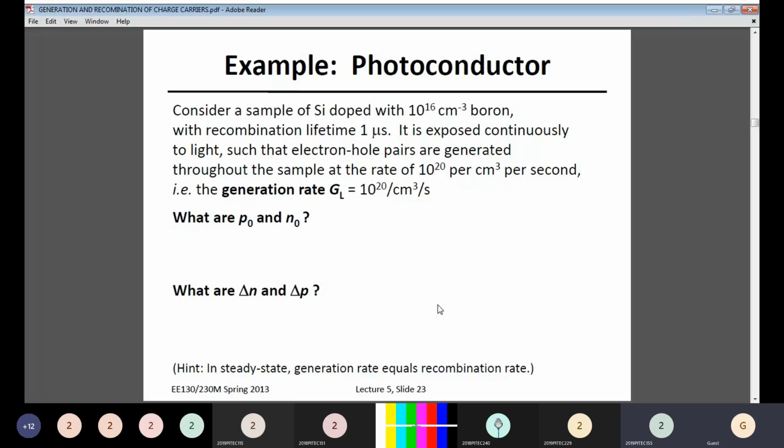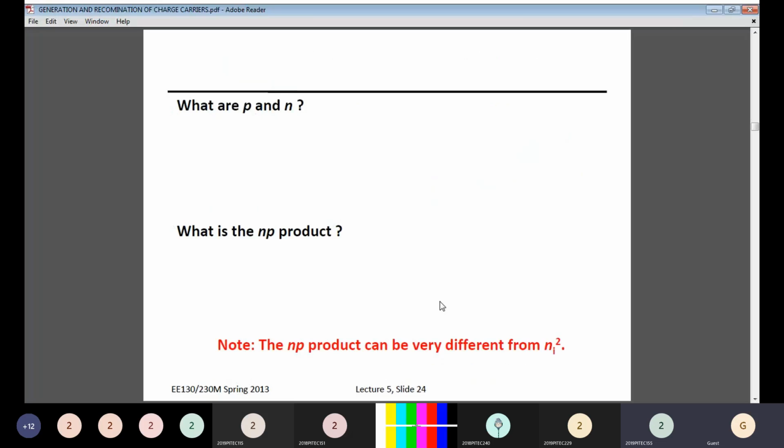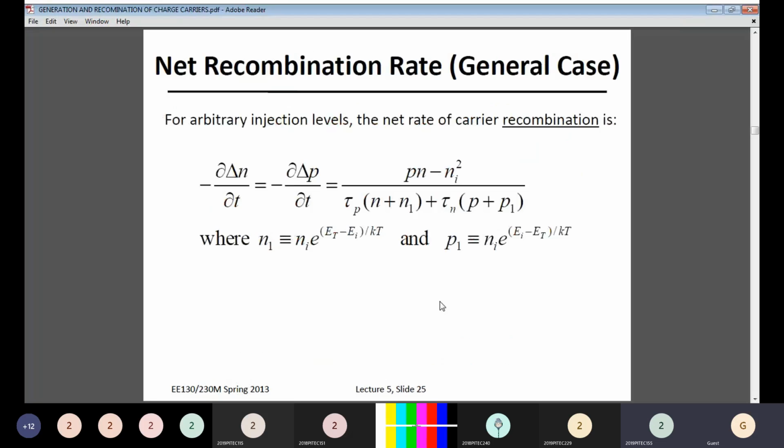What are P naught and N naught? What are delta N and delta P? What are P and N, and what is the NP product?